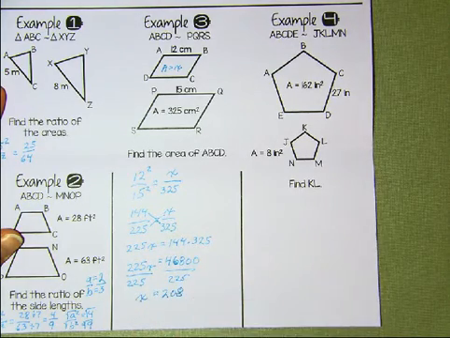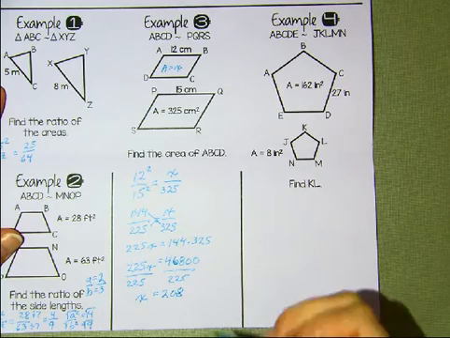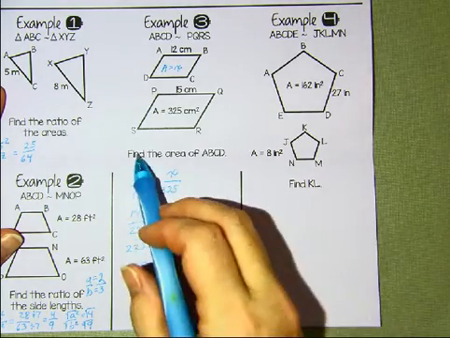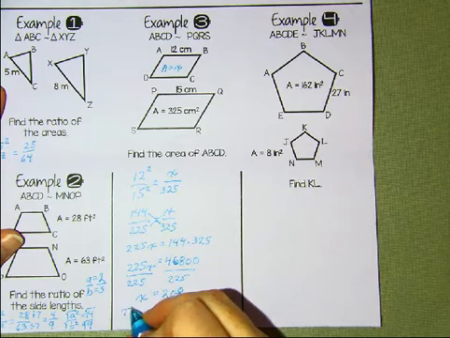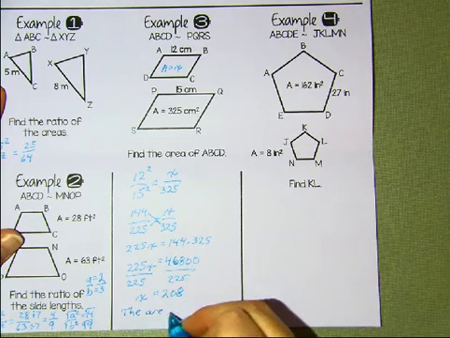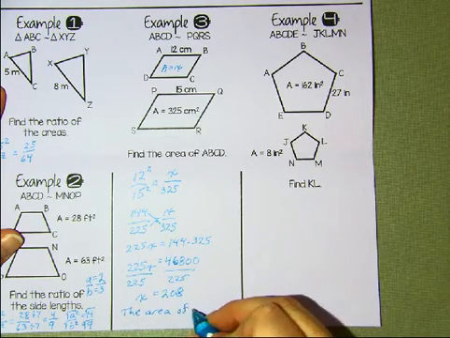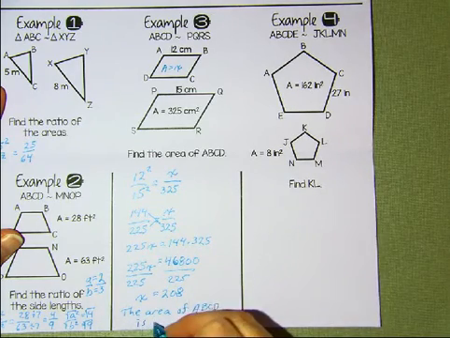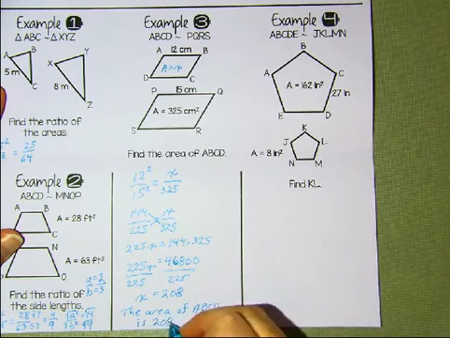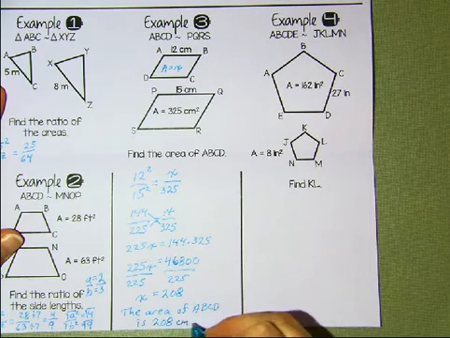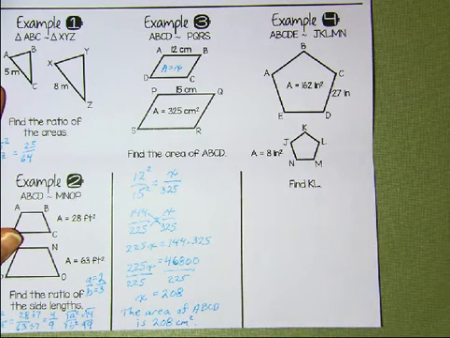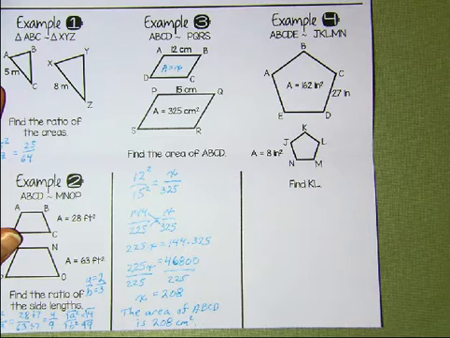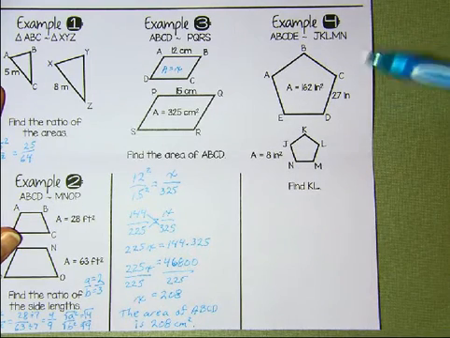Now what does that 208 represent? So we're going to write a little sentence. So they asked us to find the area. So we're going to say the area of ABCD is 208 centimeters squared. Okay, again, just a very simple sentence. All right, let's do one more.